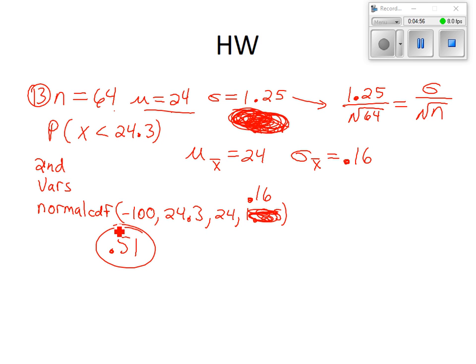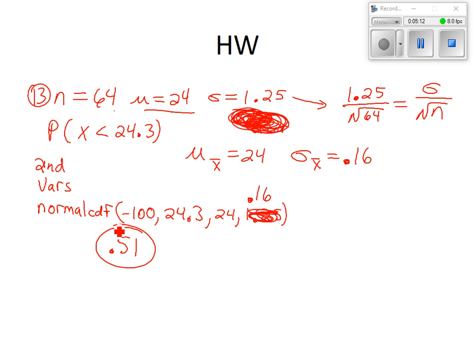Where were you confused? If it's opposite, if the arrow's going the other way, you would put 24.3 first and then like 100 or whatever for the upper limit. Put that in.